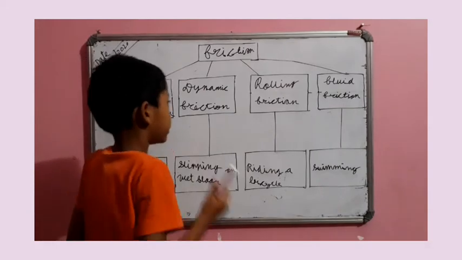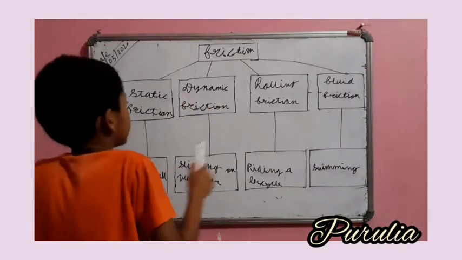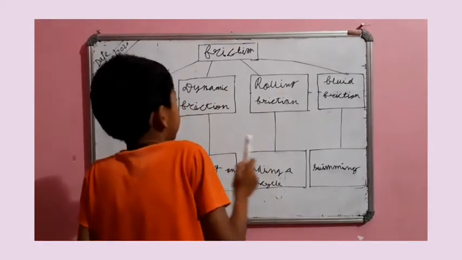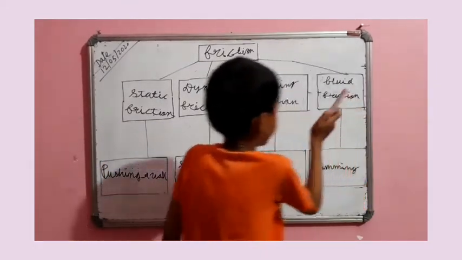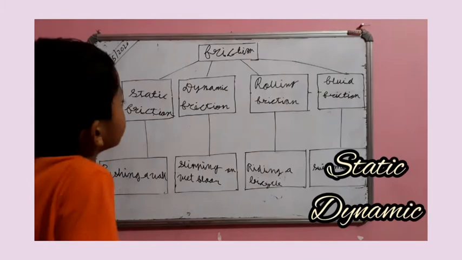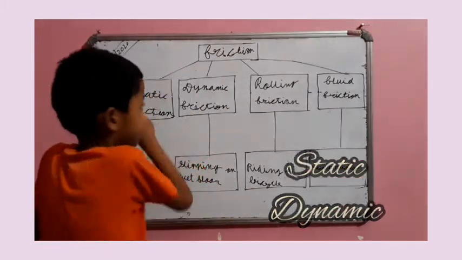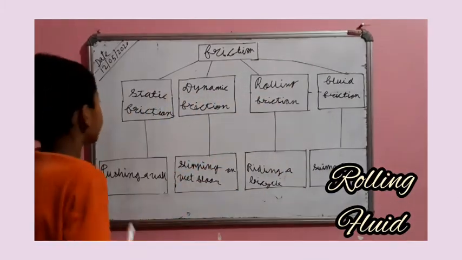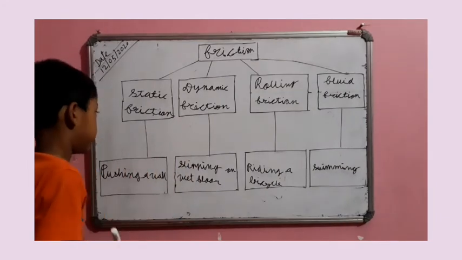Now there are four types: static, dynamic, rolling, and fluid. These are the types of friction. Let's start with static friction.